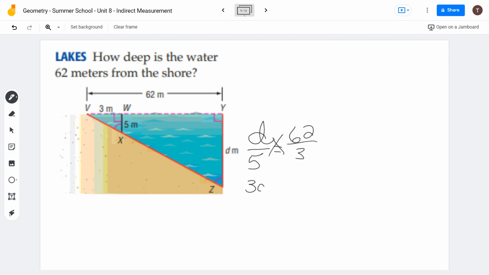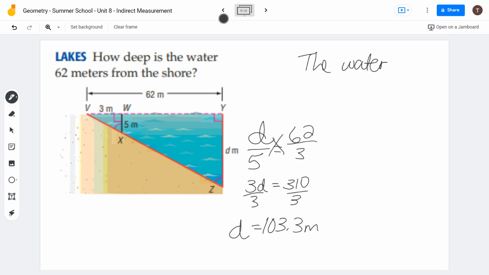I would get 3D equals, I think that would be 310. Divide by 3. I would get D equals, that would be 103.3. And I'm rounding to 1 decimal meters. So the water is 103.3 meters deep. Okay.